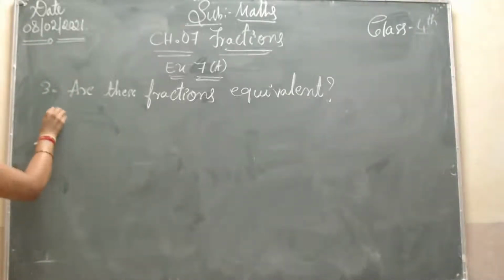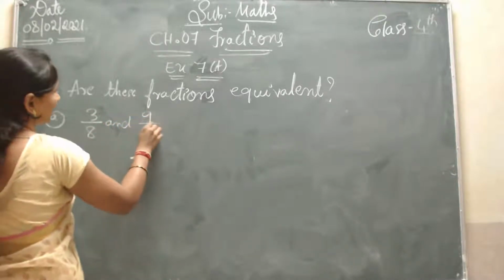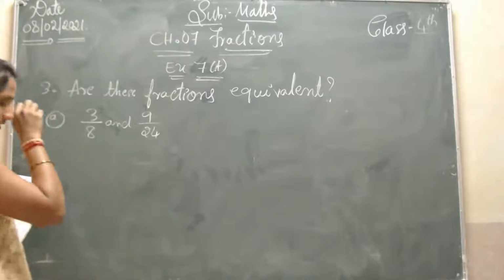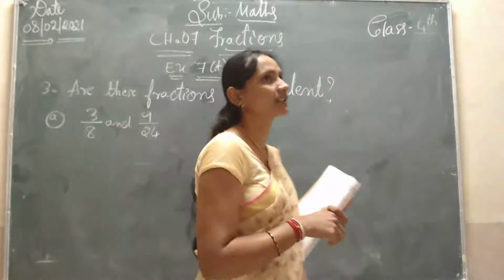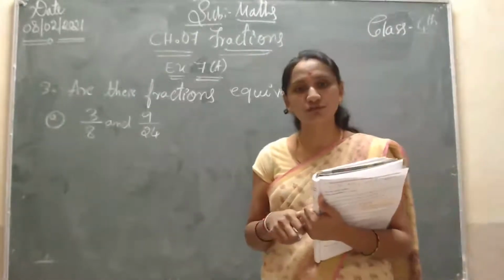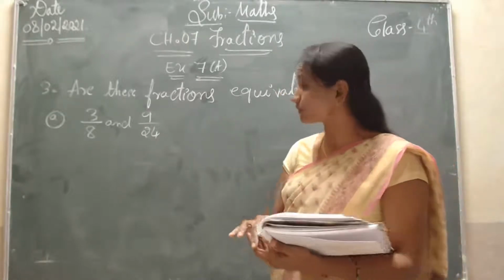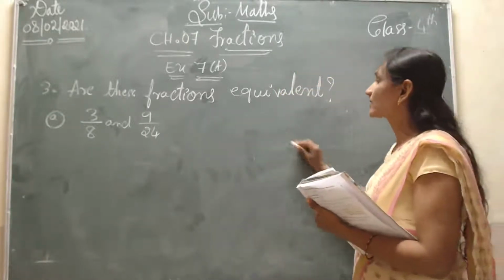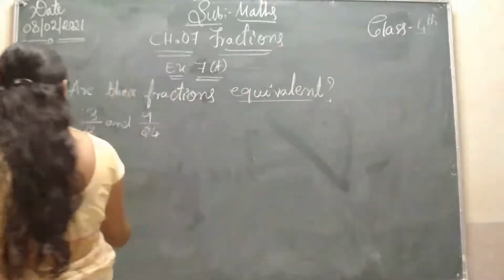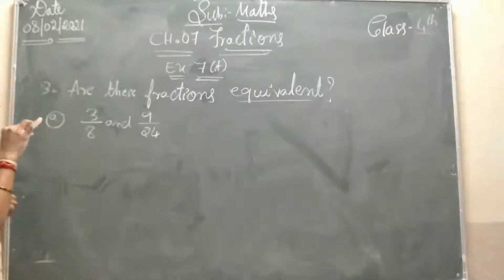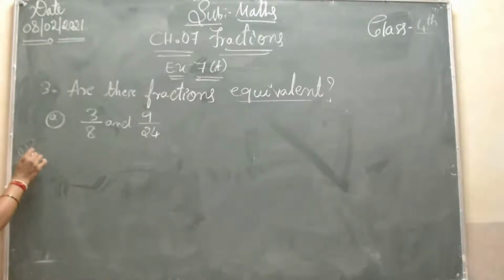The first question is 3 by 8 and 9 by 24. The denominators are different: one is 8 and the other is 24. You have to check whether these fractions are equivalent or not. First step, you have to write the solution.